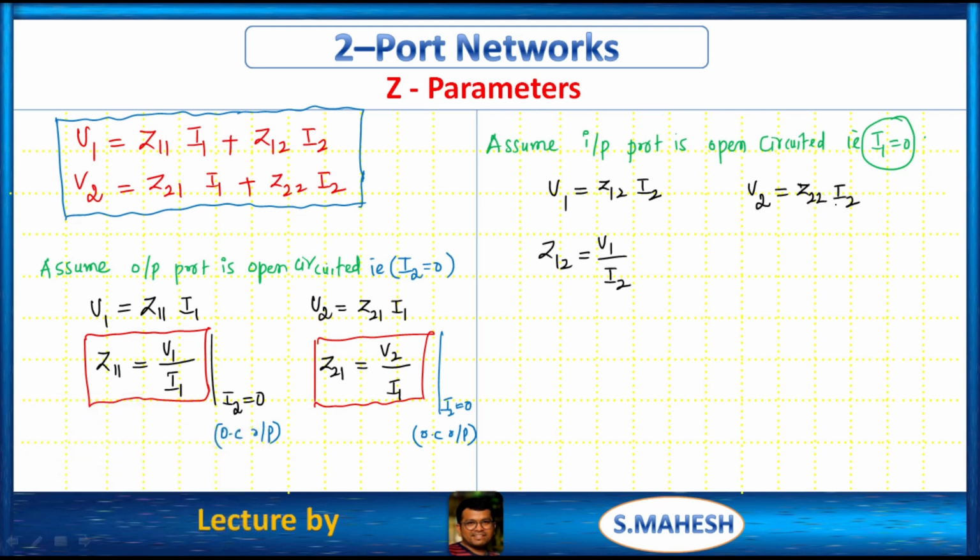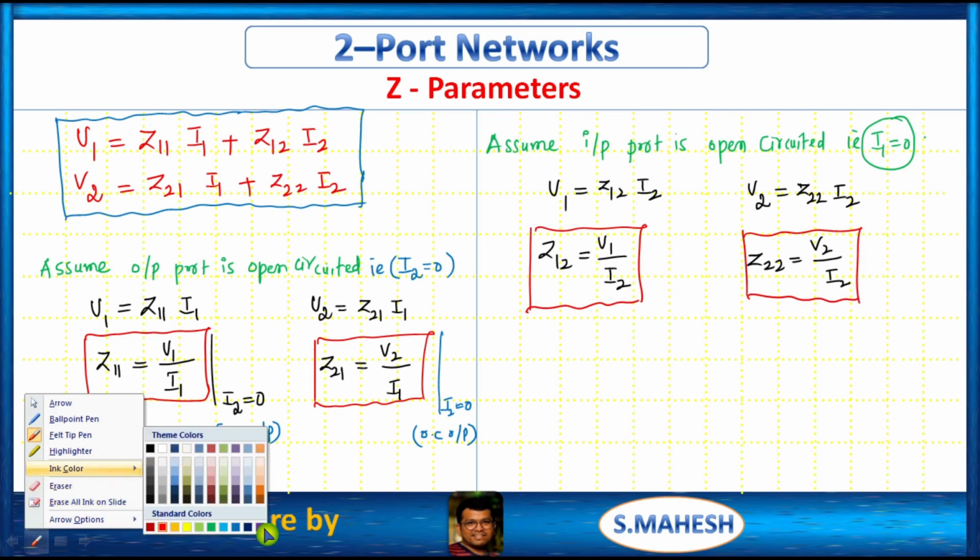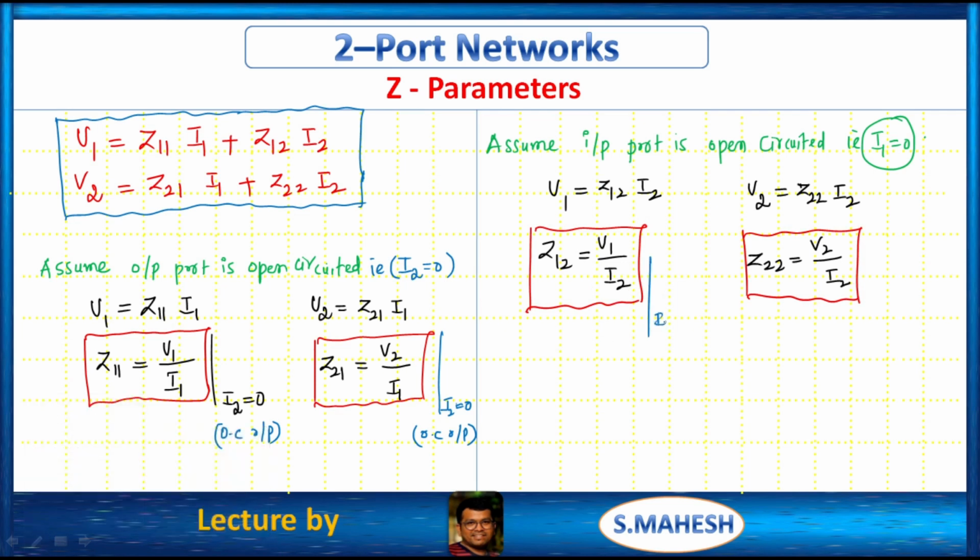Z22 is V2 by I2, that is, output voltage by output current. Z22 means output voltage by output current, when I1 is equal to 0, that is, open circuited input, right? Open circuited input. So finally what we have are Z11, Z21, Z12, Z22.